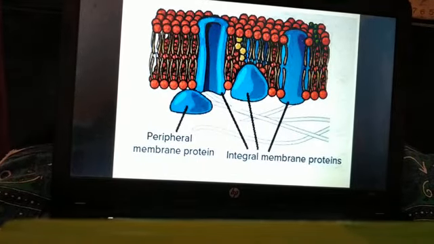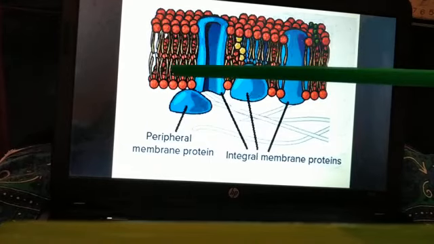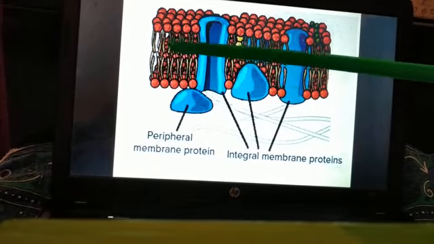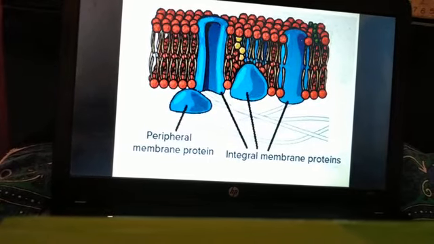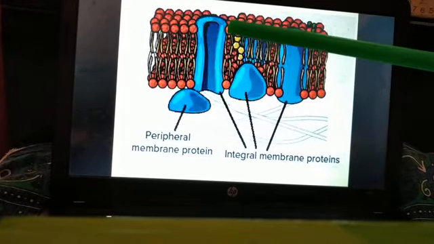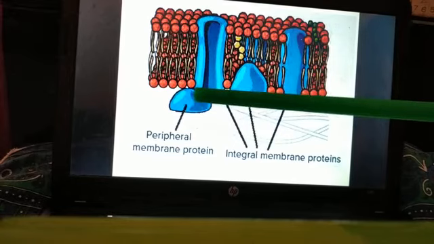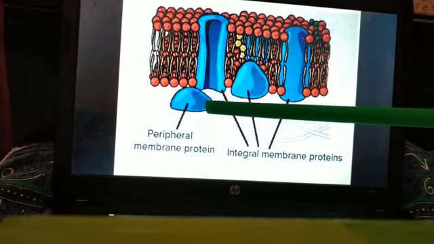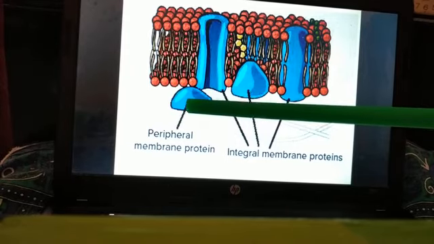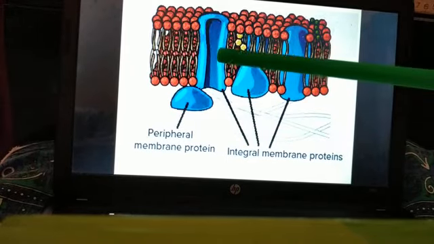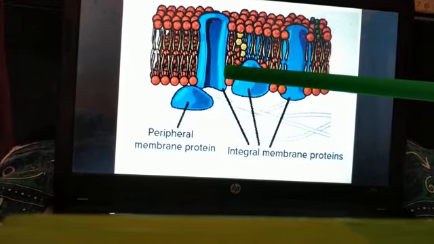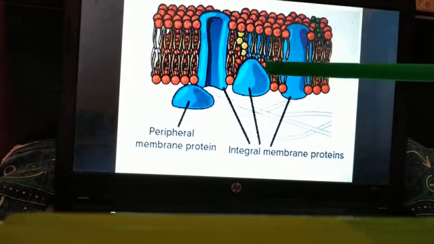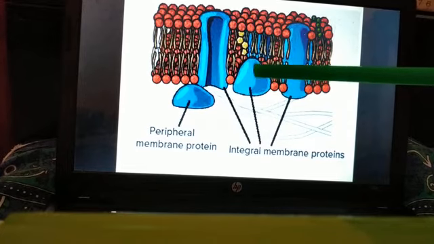See here students, these are phospholipids, isn't it? The head and the tail. But here in this model, the difference is in the protein. Some of the proteins will be present at the periphery and they are called peripheral proteins. Some proteins will be present inside the membrane and they are called integral proteins.